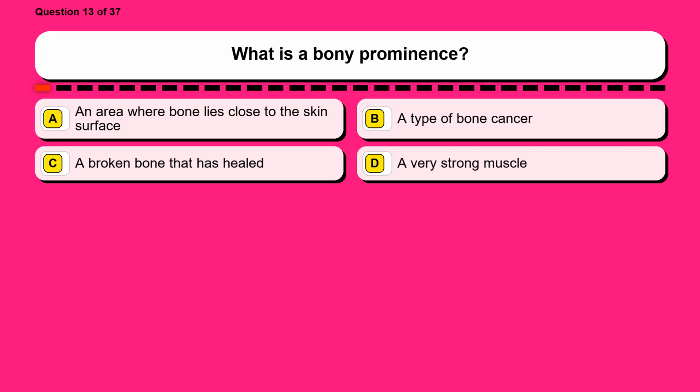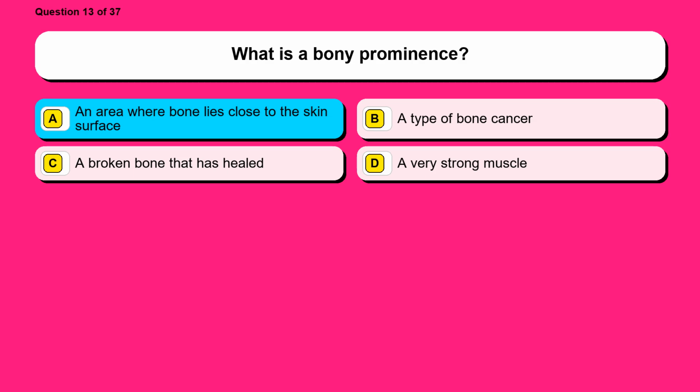Question 13. What is a bony prominence? Option A. An area where bone lies close to the skin surface. Option B. A type of bone cancer. Option C. A broken bone that has healed. Option D. A very strong muscle.